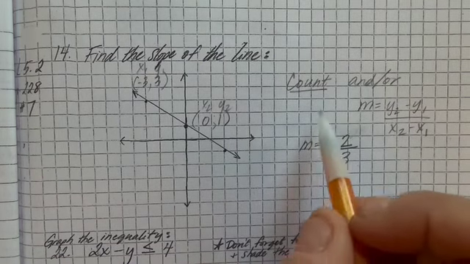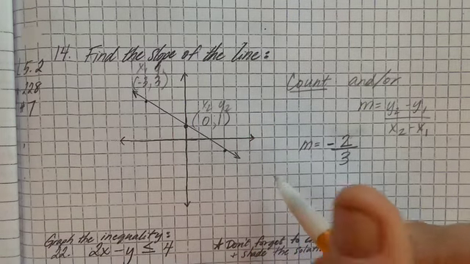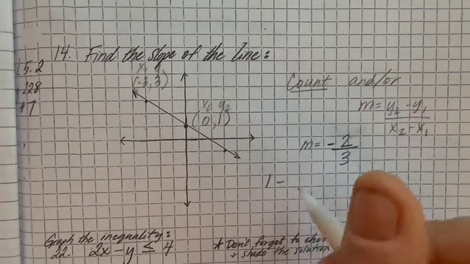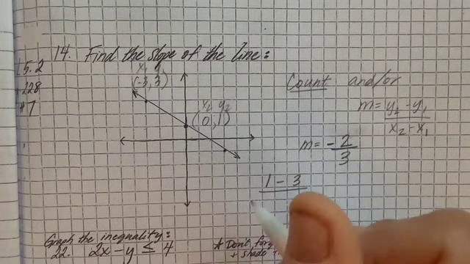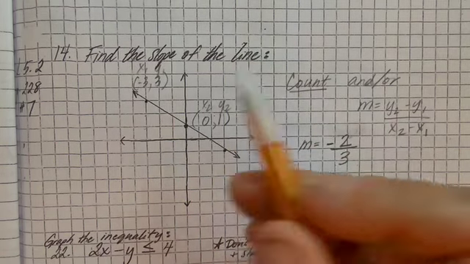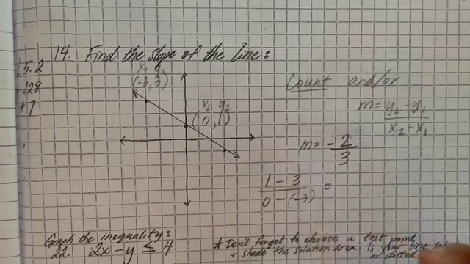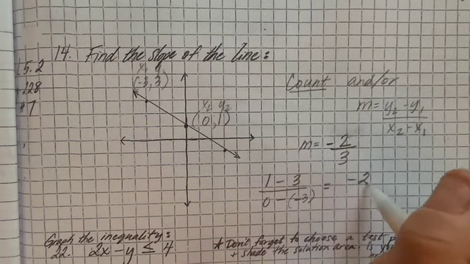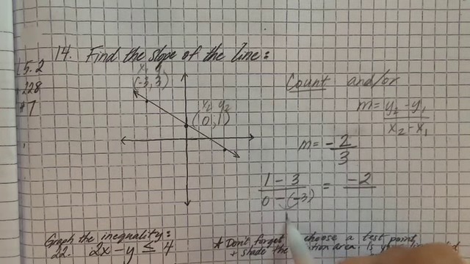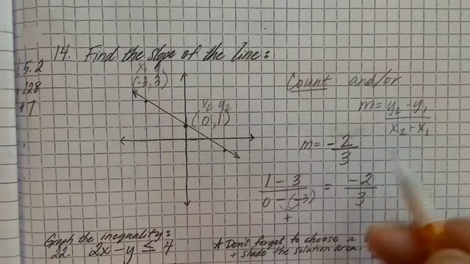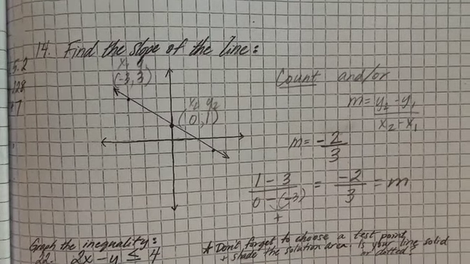I don't care which way you do it. You can count, or you can calculate. Let's see what happens when we calculate. So we get y2, which is 1, minus y1, which is 3, over x2, which is 0, minus x1, which is negative 3, right? If I do these calculations, 1 minus 3 is negative 2 over 0 minus negative 3. These 2 become a positive, and I get 3 here. Either way, my slope is negative 2/3. Okay, all right, that's number 14.